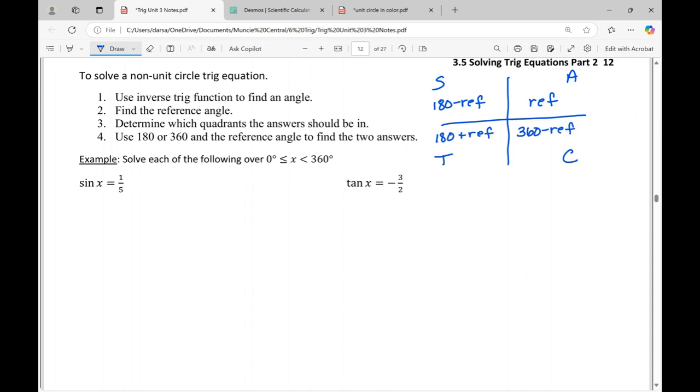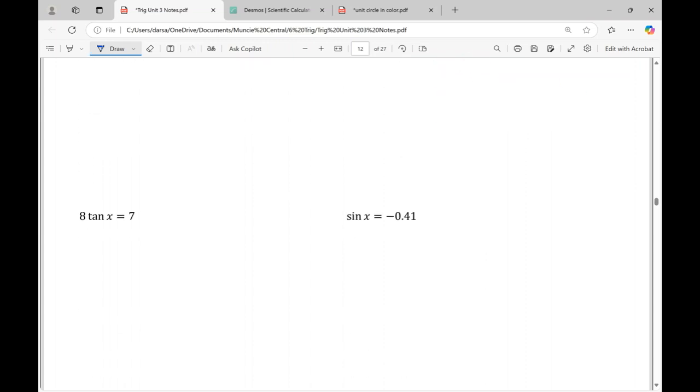Go ahead and look back at past videos to understand and remember why we were talking about that. And the video that goes right before this one kind of explains where that 180 minus the reference angle and the 360 minus the reference angle come from. All right, we're going to actually jump down to the problems down here.